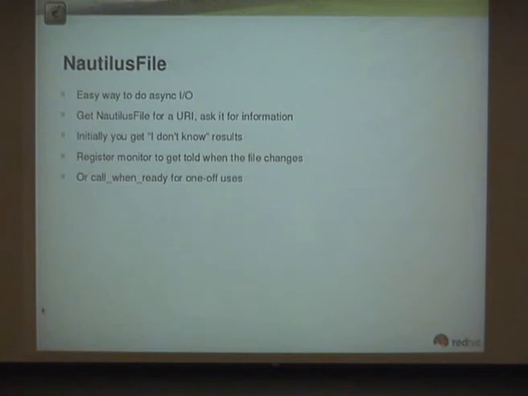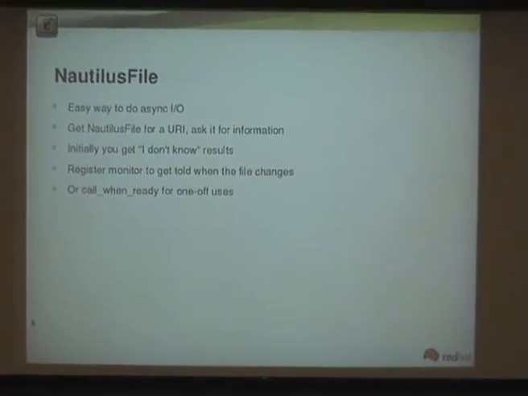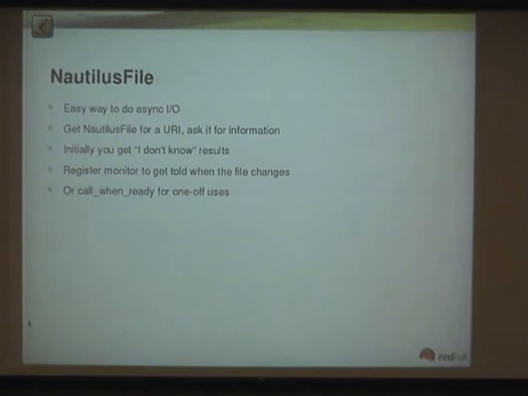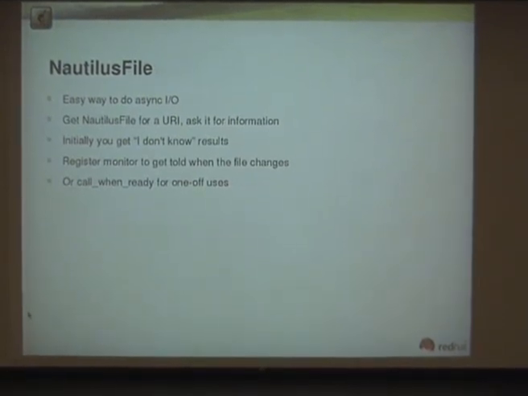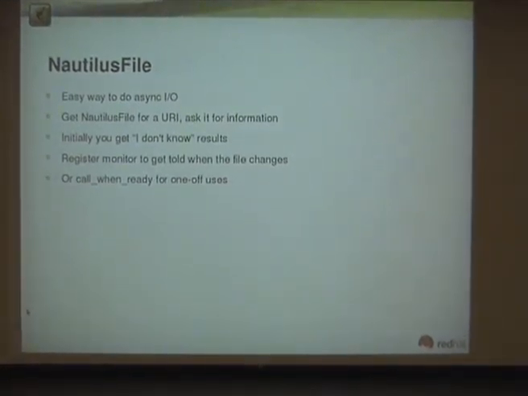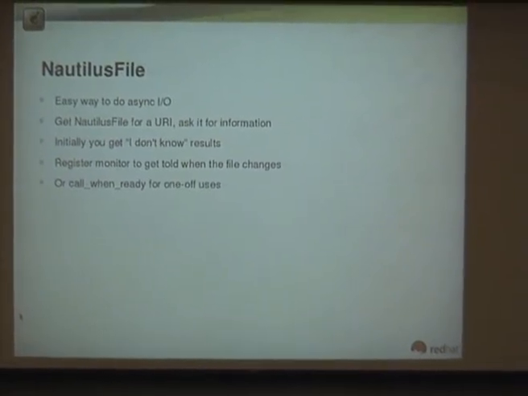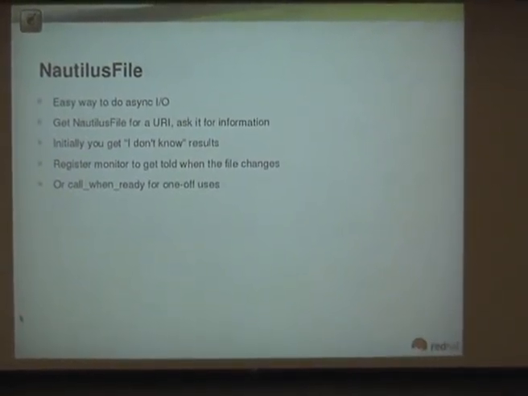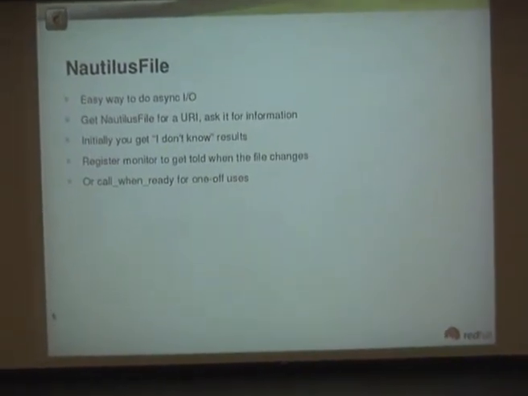There's also something called call when ready, for a different sort of usage. For instance, you want the type of a file so that you know what to do to launch it. You click on a file, you want to know what type it is, so you register a call when ready, and whenever Nautilus knows what the type is, it will call you and then you can do something. It will never get called again.